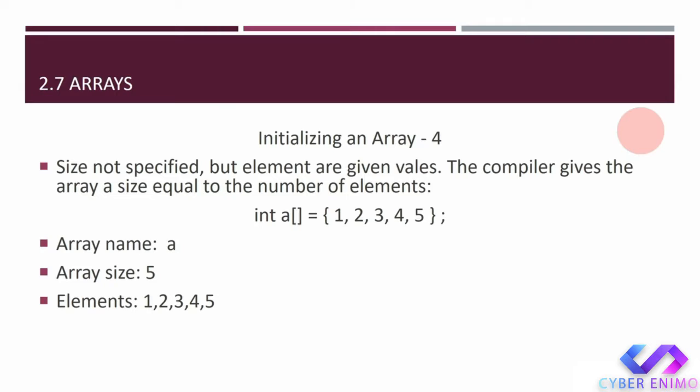The fourth way we can initialize an array is not to specify a size. So again, we have an array called A. It's of type int, but we're not specifying a size. However, we are giving values to the elements within the array. So again, 1, 2, 3, 4, 5. What happens here is that the compiler will conclude that the array size must be 5, so the compiler will assign a size of 5 to this array.